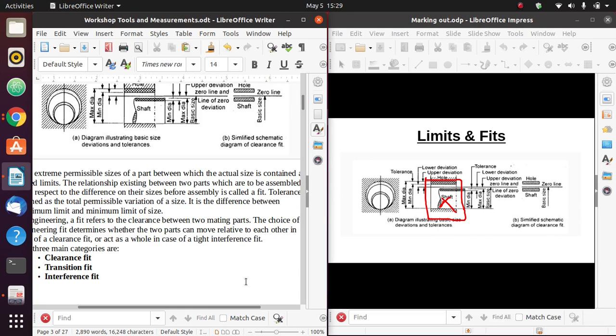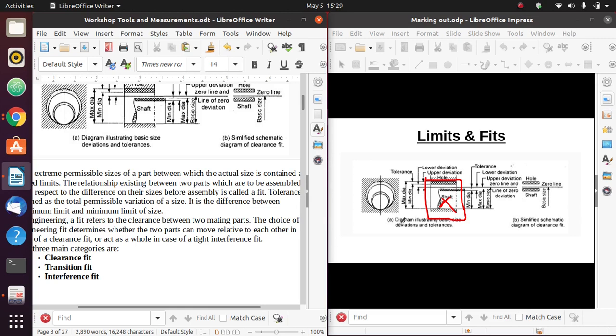Are we together? We are together. So on this side, when we talk about upper limit, that is 11 centimeters. When we talk about lower limit, it will be the minus 1 centimeters.